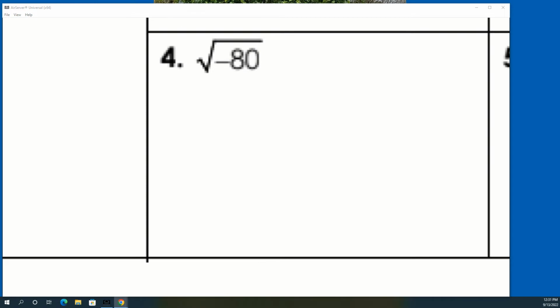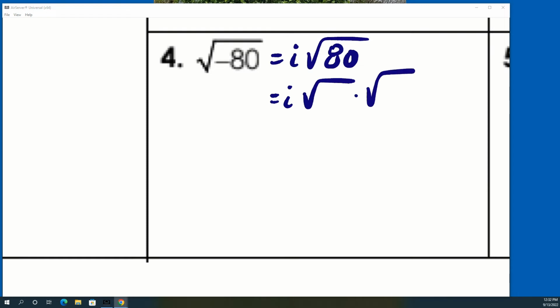All right, so we have the square root of negative 80. So I see there's a negative under the square root. So I'm going to pull out an i, and then I'm going to make it the square root of positive 80. Now there are a couple of numbers that are perfect squares in our list that divide evenly into 80, but we always want to find the biggest.